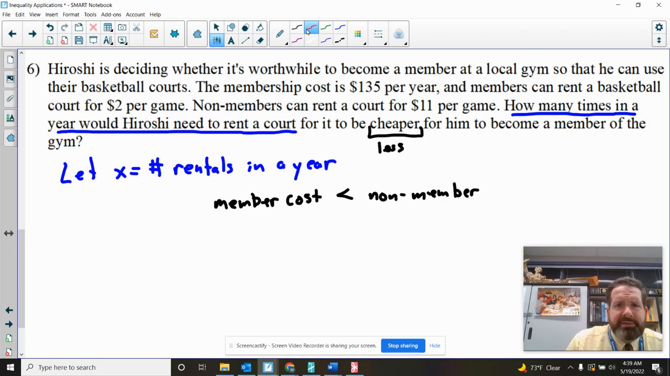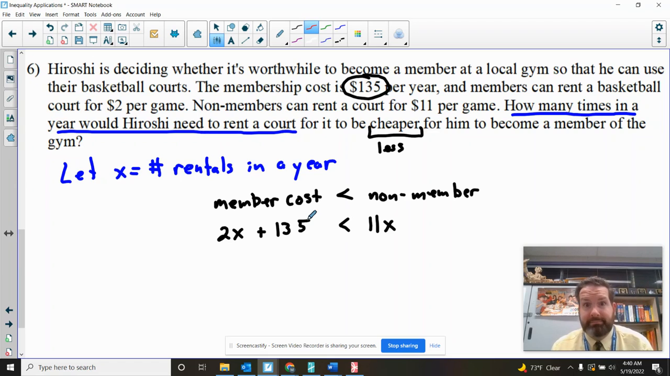Now let's put in some details. The easier one is the non-member cost, because if you're not a member, then you just pay $11 for every game. So if you're going to rent X times, that number times 11 is your total cost. Now for a member, you have that cost of $2 per rental, but we also have this $135 that you pay no matter what. Okay, now it's getting a little bit interesting. So we've got our inequality written, do some solving.